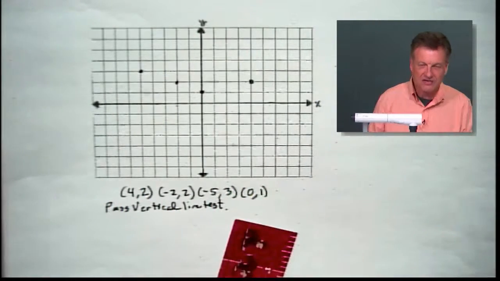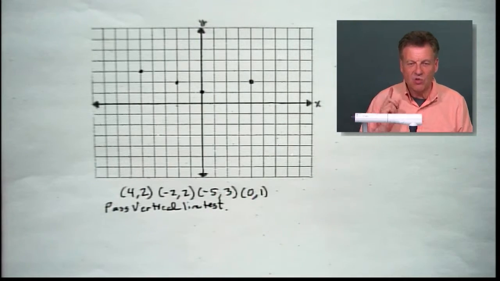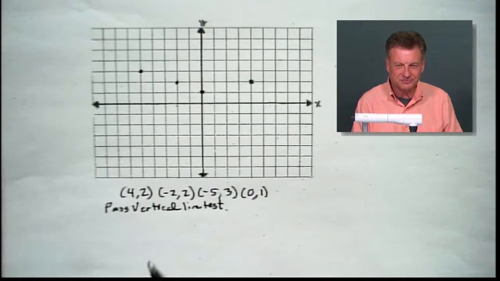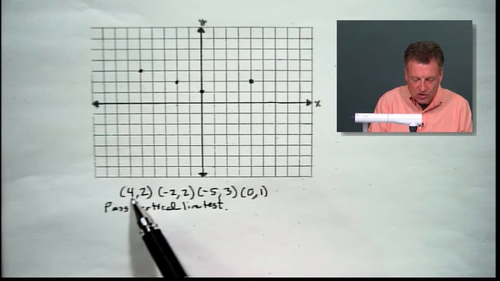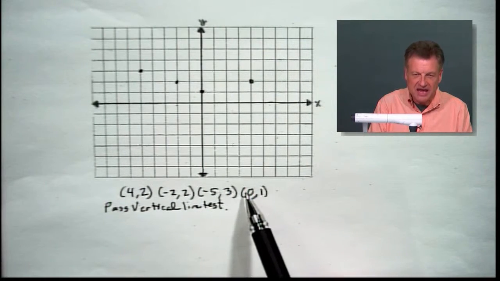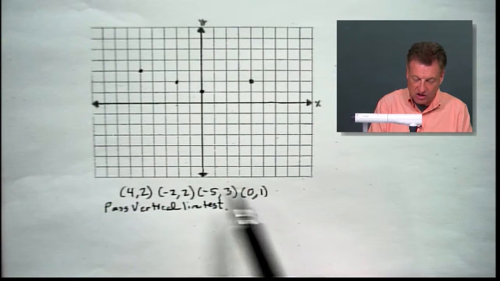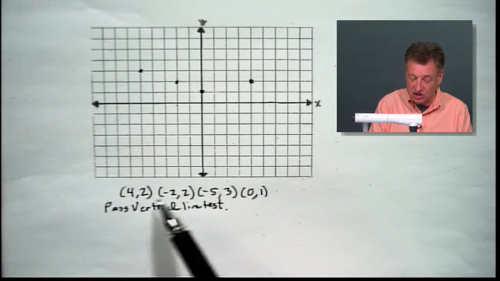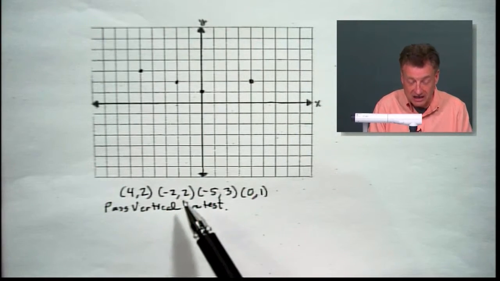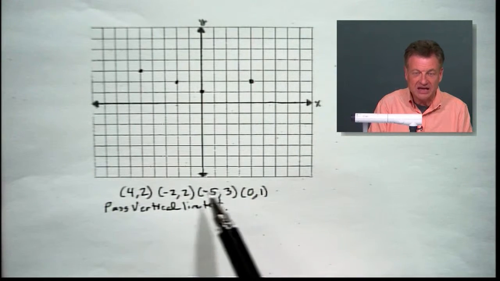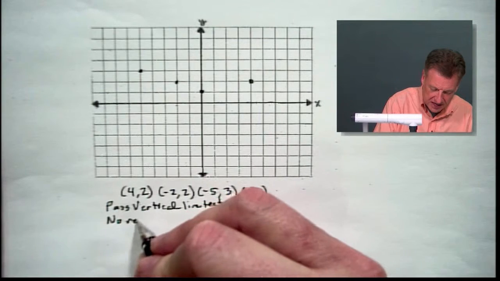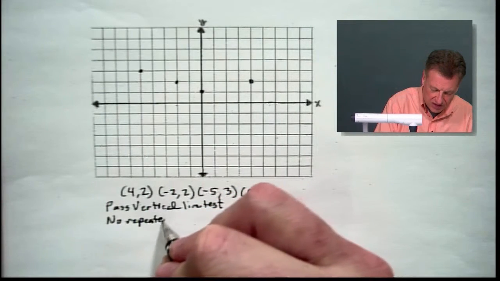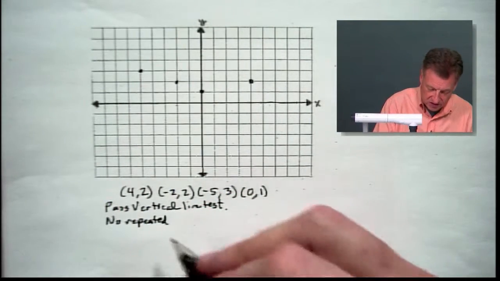You say, all right, that's cool. Yeah. All right, now, what else do you notice here? If they're going to pass the vertical line test, my friends, you have no repeats in the x values. Now, you can have a repeat in the y values. Notice we have that with the 2's. But no repeats allowed in x land here. So we have no repeated x values. That's another thing the ordered pairs actually tell you.